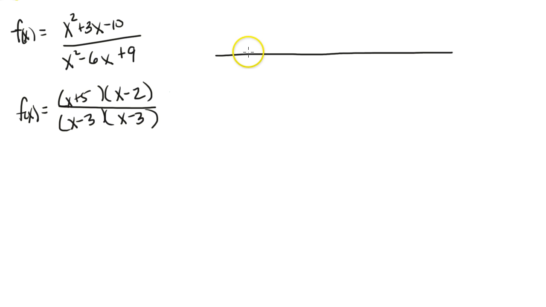So my important numbers would be negative 5, right? That'd be a root, so I could make negative 5 solid. Positive 2, that's a root, so I can make that solid. And positive 3, that's my vertical, so therefore it's open.